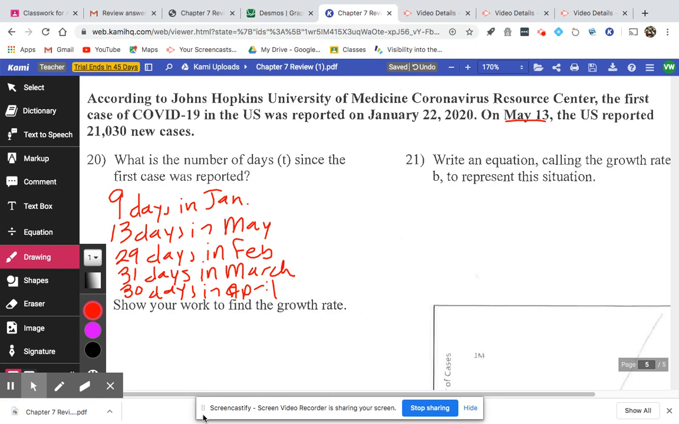9 plus 13 plus 29 plus 31 plus 30. You'll get 112 days. Excuse me. 112 days for number 20.